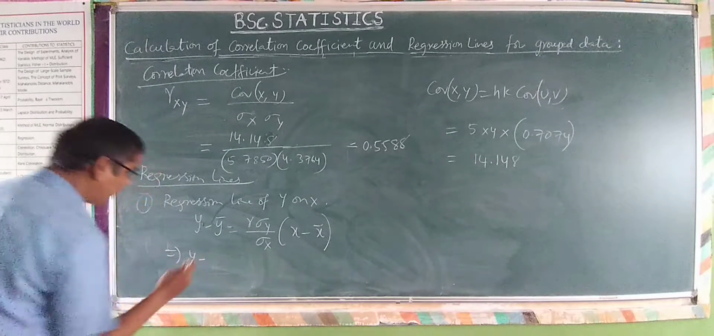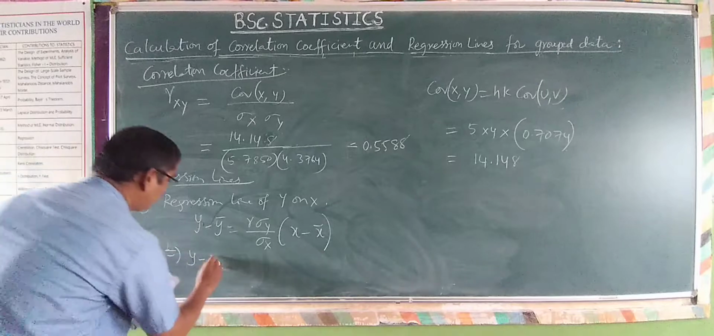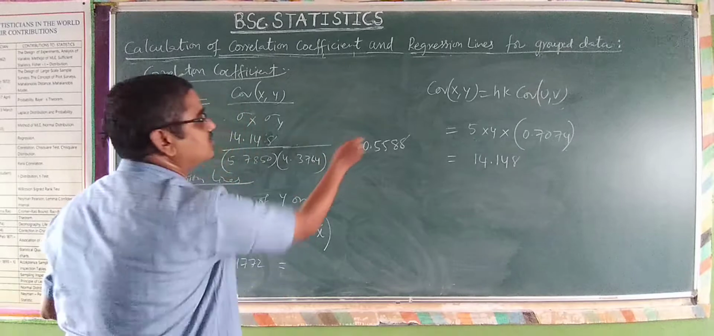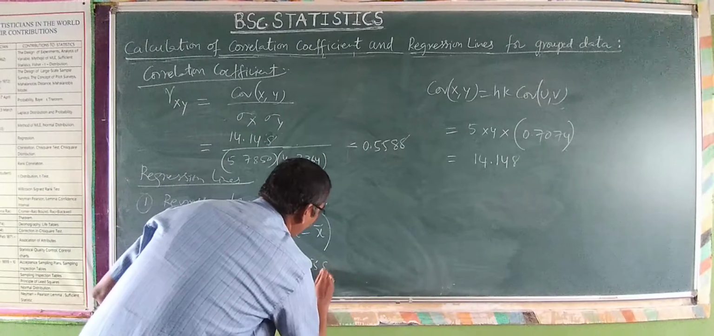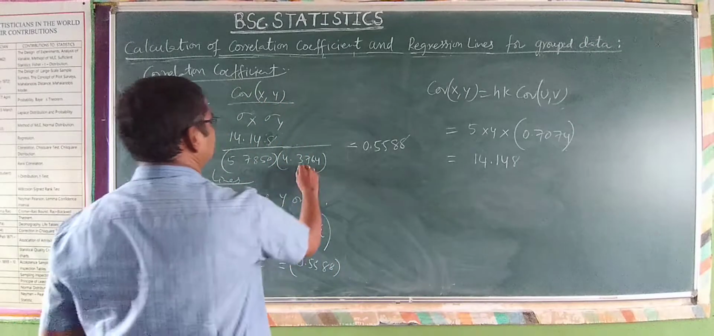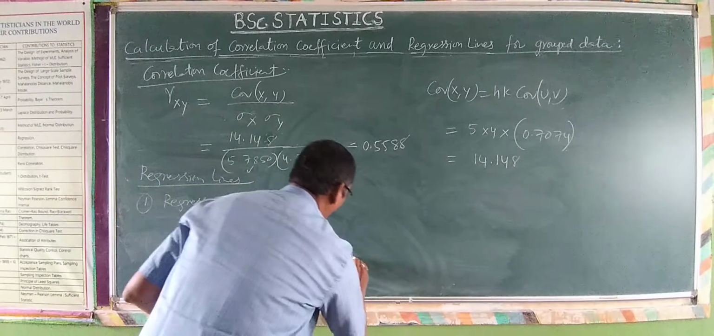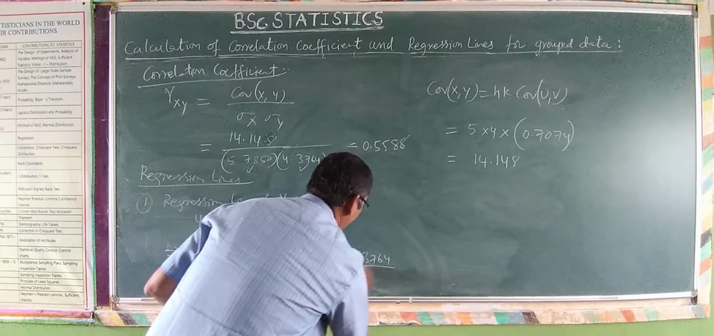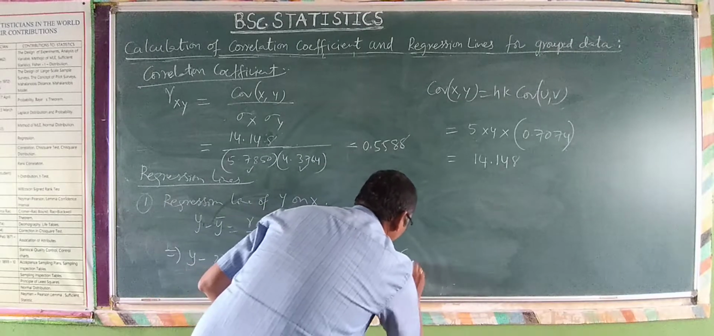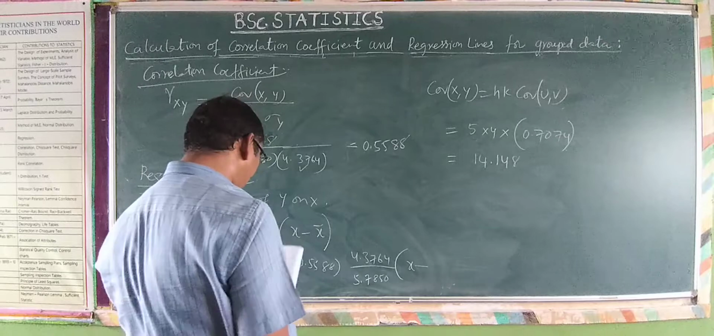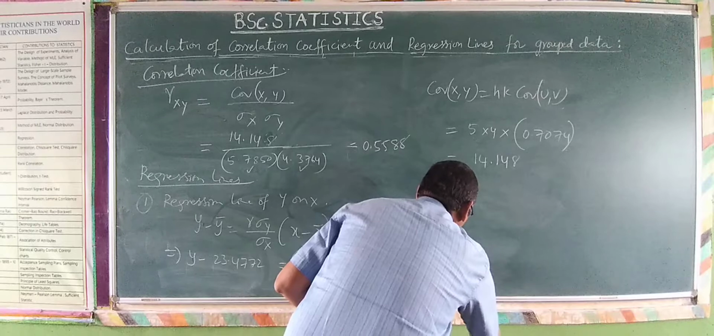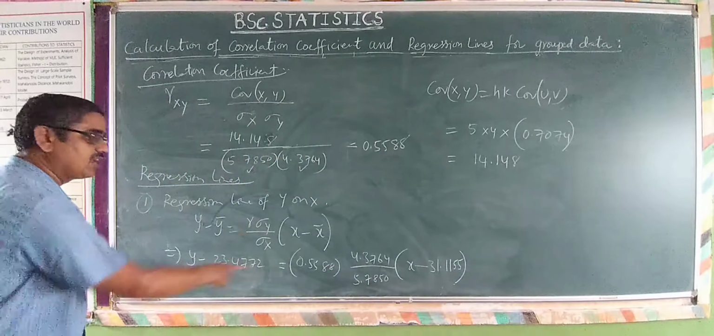So y minus y bar. What is y bar? 23.4772 is equal to r, the value we have just calculated, 0.5588, multiplied by sigma y, 4.3764, divided by sigma x, 5.7850, multiplied by x minus x bar, the value of which is 31.1155. So this is the regression line of y on x.